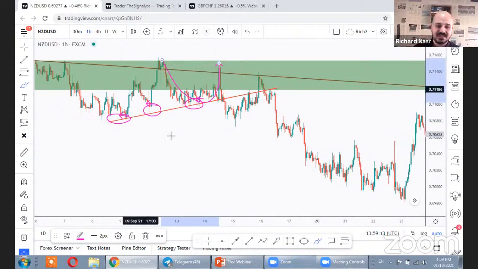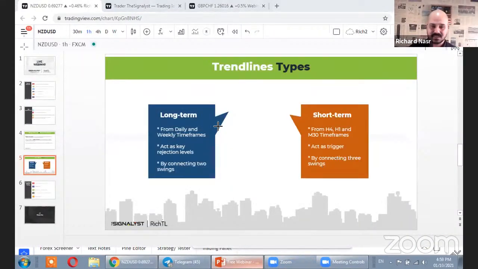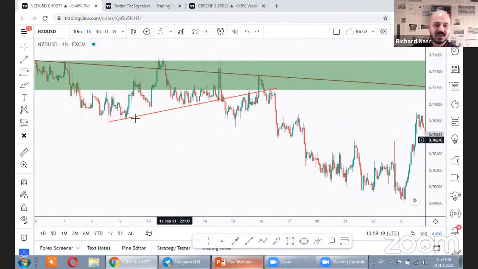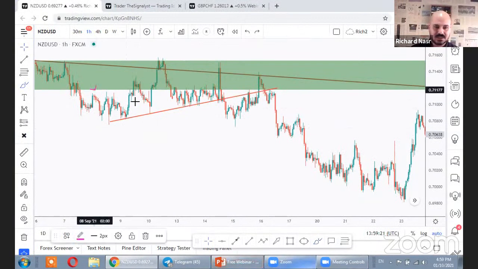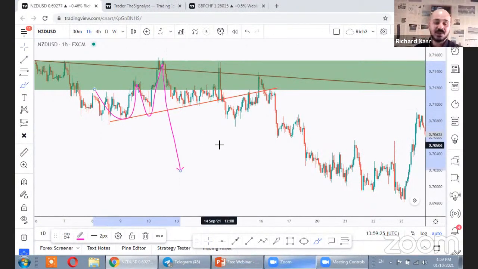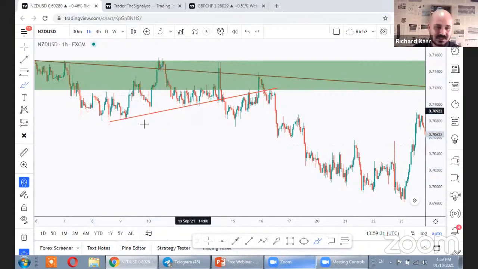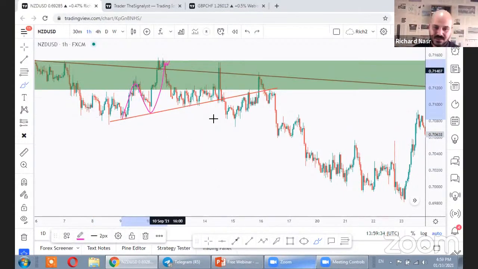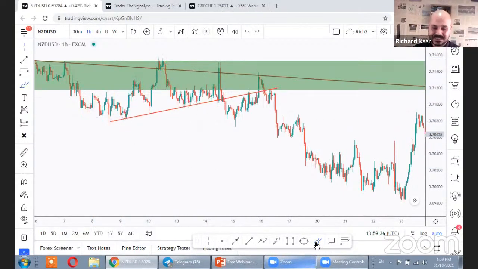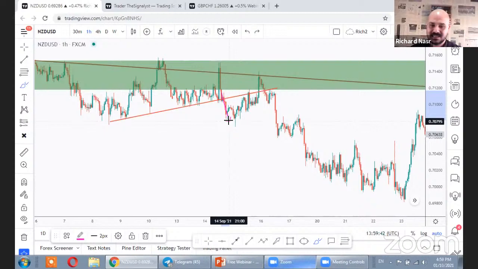Okay, and then we have, as mentioned previously, to connect at least 3 swings. So if price formed 1 and 2, and then broke the trend line downward, it wouldn't be valid, because it's a trigger trend line and it has to connect at least 3 swings. So in this particular case, our entry was 1, 2, and 3 was here, when this trend line was broken downward.